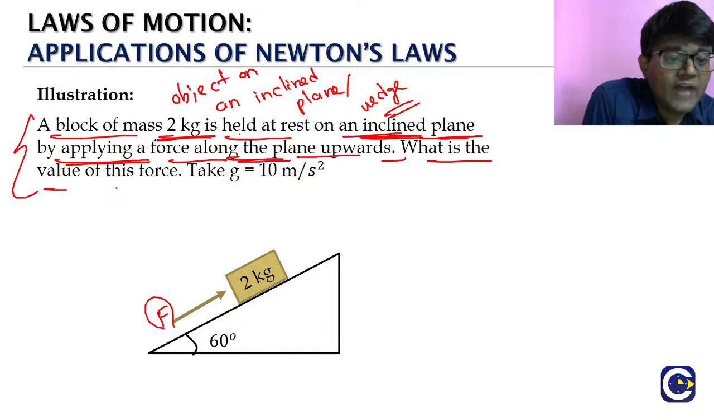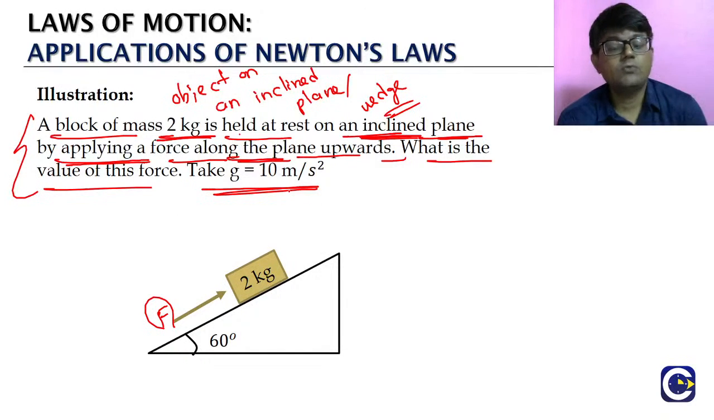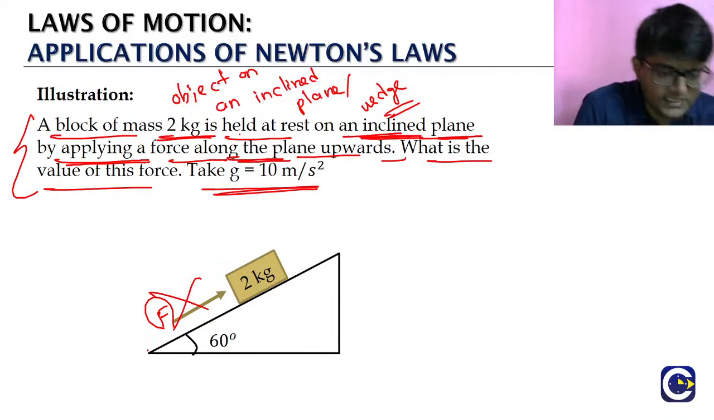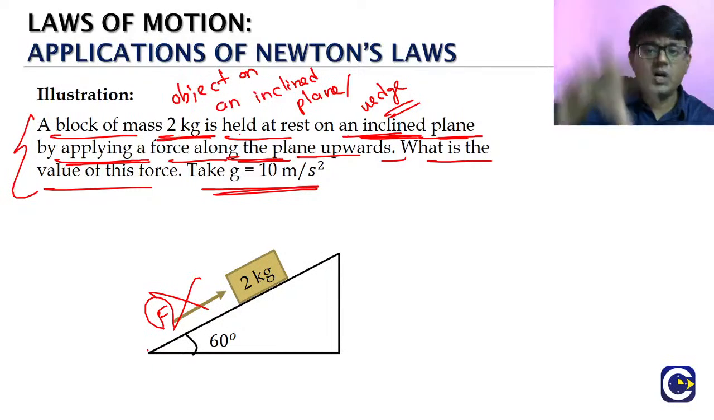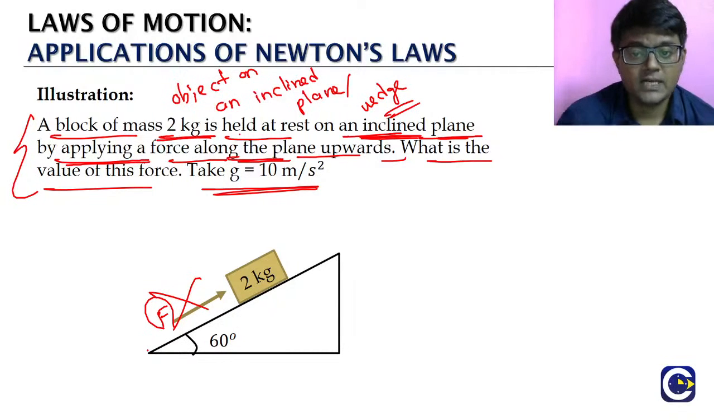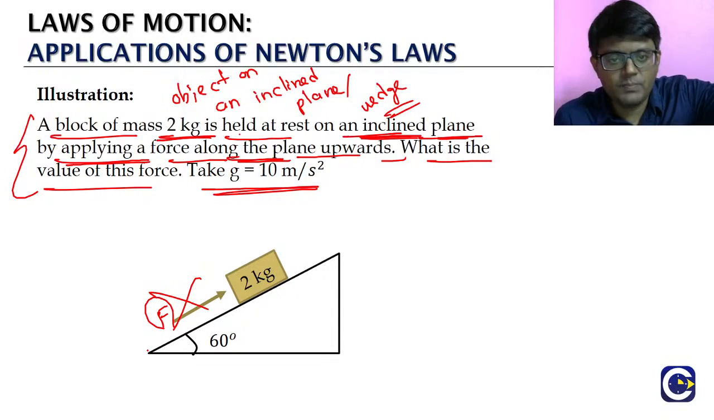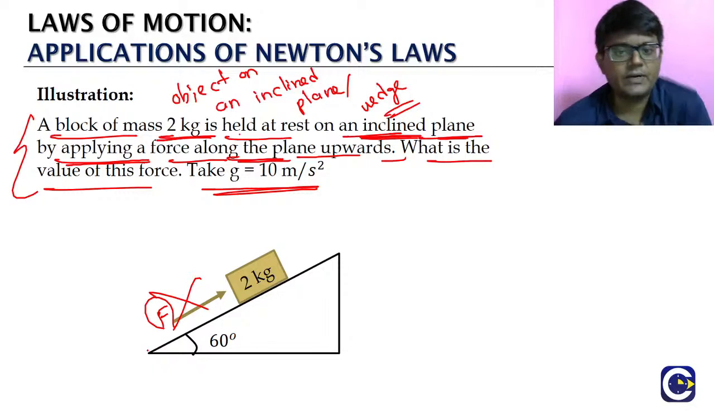What is the value of this force? So they are asking us to find the value of the force. For a minute, just forget that there is this force. Generally, if you keep any object on an inclined plane, like in an amusement park or recreation park, you'll see these inclined things on which people keep coming down. What is the basis? When you're at the top of the inclined plane, there is a force that is trying to bring you down the plane. What is that force? We will first try to understand.